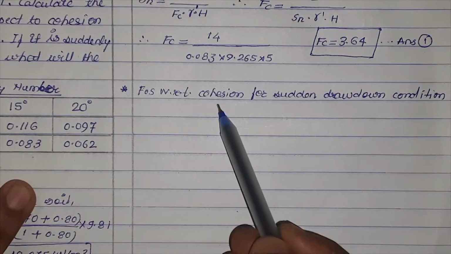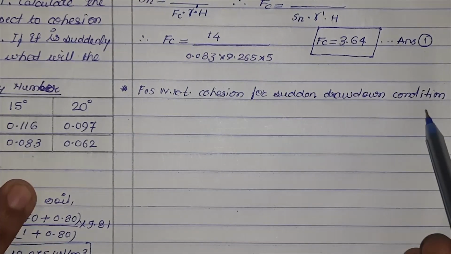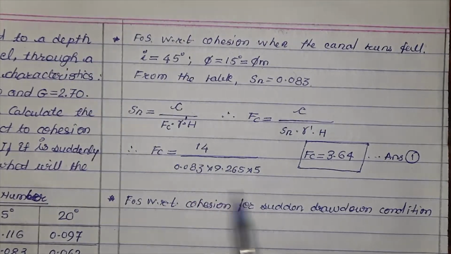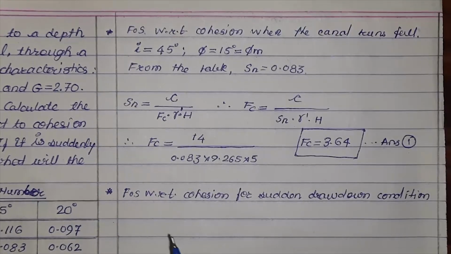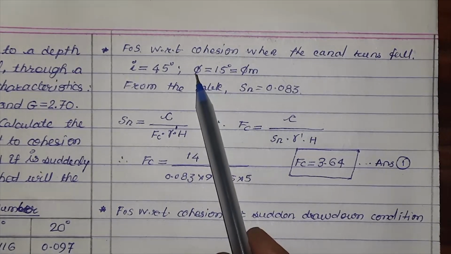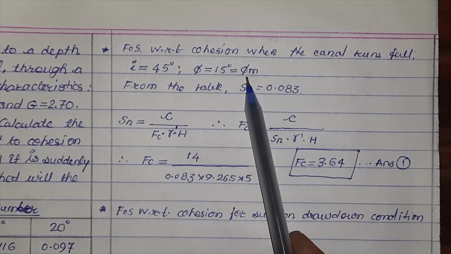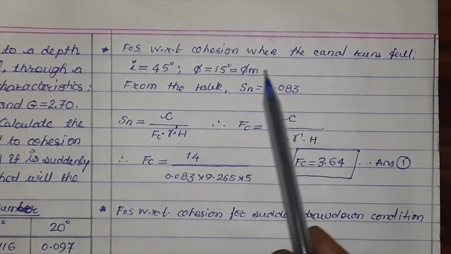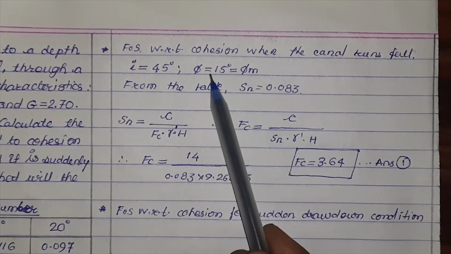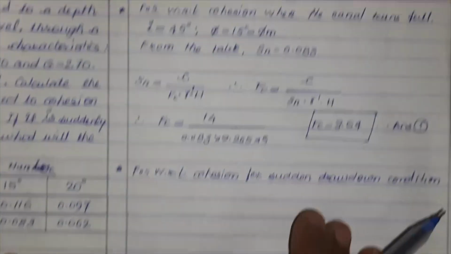Factor of safety with respect to cohesion for sudden drawdown condition. For this second condition, again we will follow the same path which we have followed before. But when there is sudden drawdown condition, this phi value cannot be directly used as mobilized angle of friction for the determination of Taylor's stability number. We have to reduce value of this phi m empirically. Let us see how it is determined.